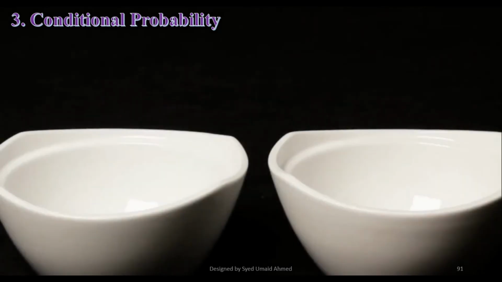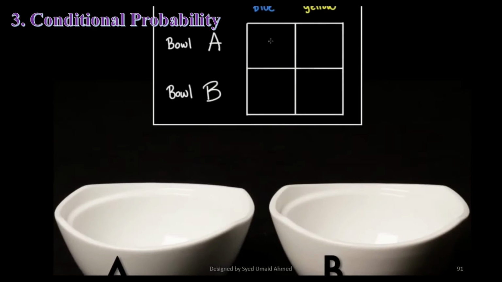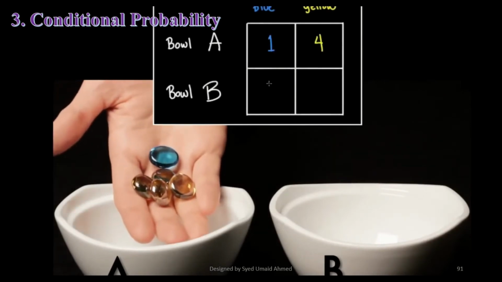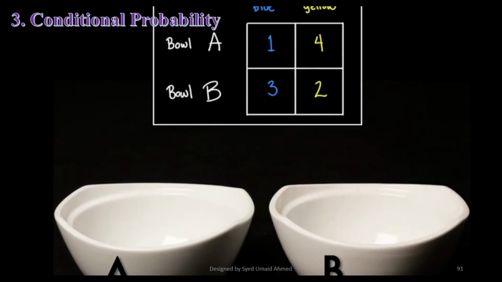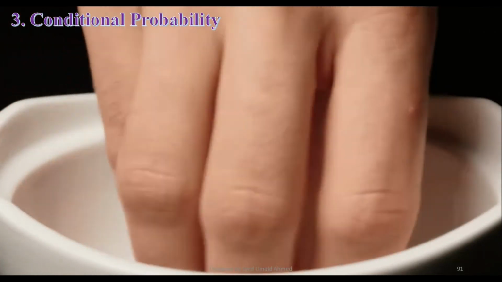Suppose that in front of you are two bowls labeled A and B. Each bowl contains 5 marbles. Bowl A has 1 blue and 4 yellow marbles. Bowl B has 3 blue and 2 yellow marbles. Now choose a bowl at random and draw a marble uniformly at random from it.